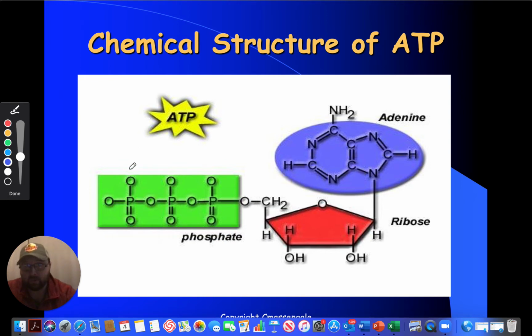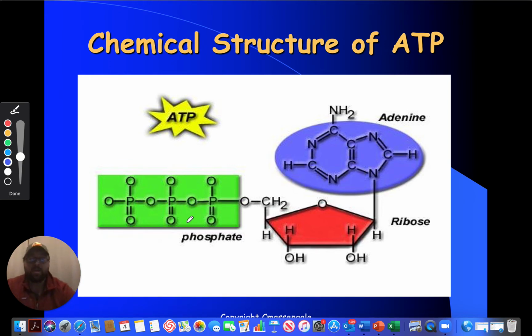We have one, 2, 3. So there's our three phosphates right there. Thus, adenosine triphosphate. And the energy in the adenosine triphosphate is here. It's right there, and it's right there. Those are our high energy bonds.